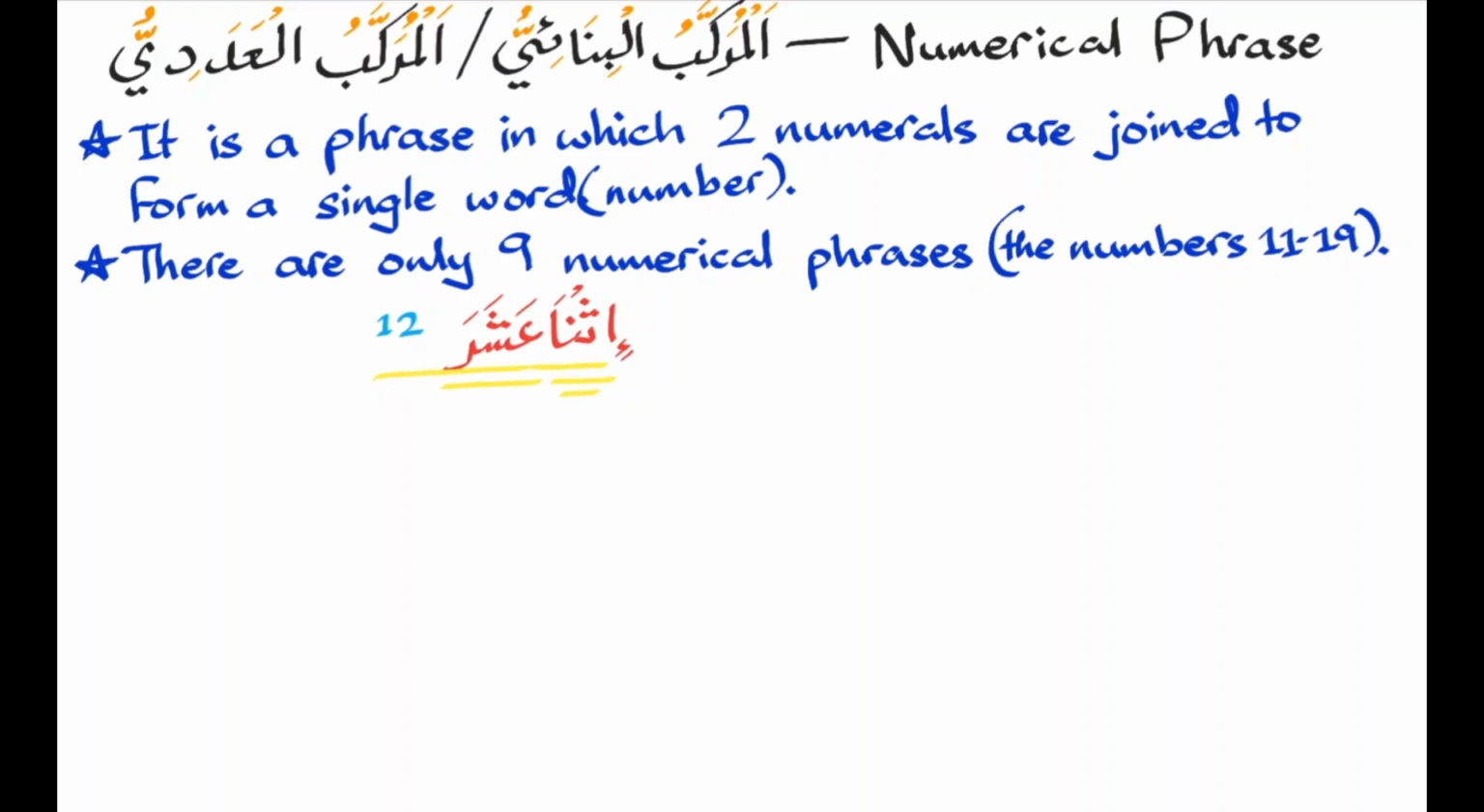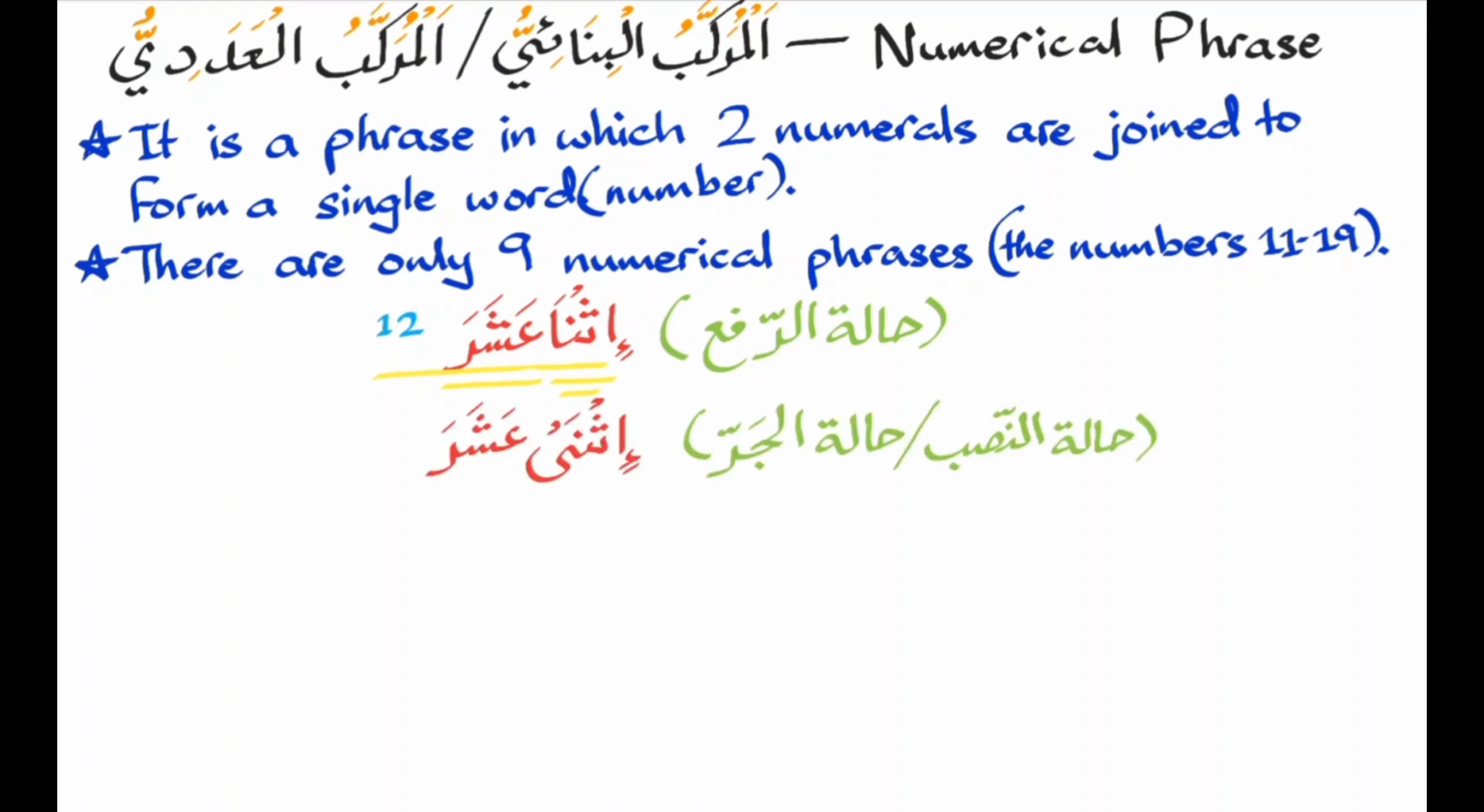But if it comes in halatul nasab or halatul jar, meaning it comes in a position where it's supposed to get a kasra, for example, it comes after a harful jar, or it comes in halatul nasab, meaning it comes as a maf'ul or something else in which it's supposed to get a nasab or a fatha, then it's going to transform into ithnay ashara. Now let me give you some examples of halatul rafa, halatul nasab and halatul jar, so you understand properly.